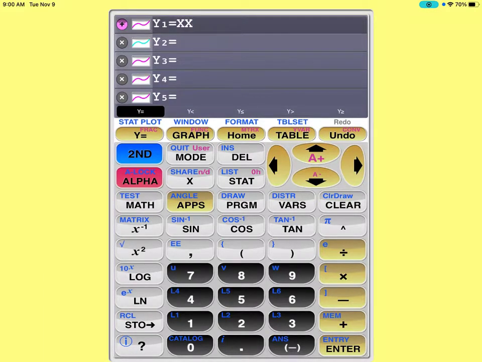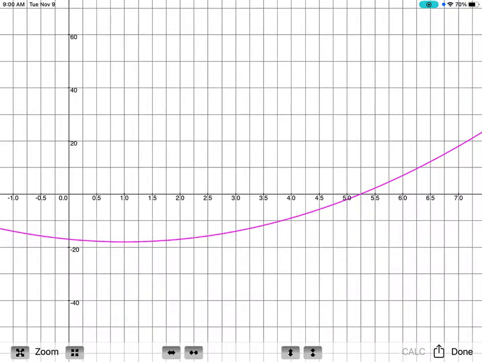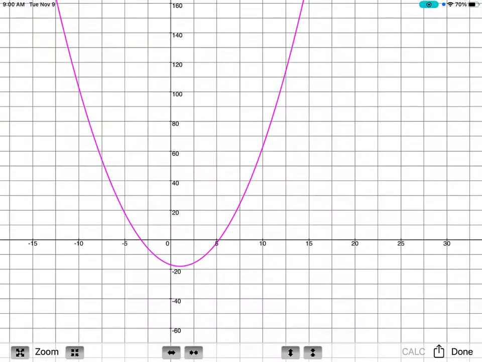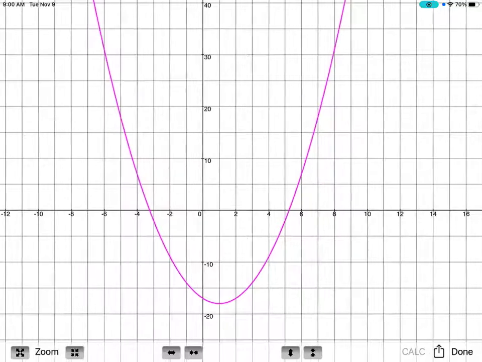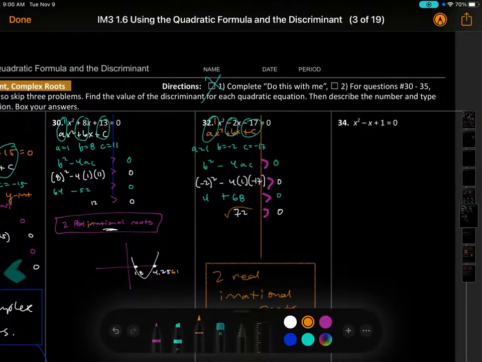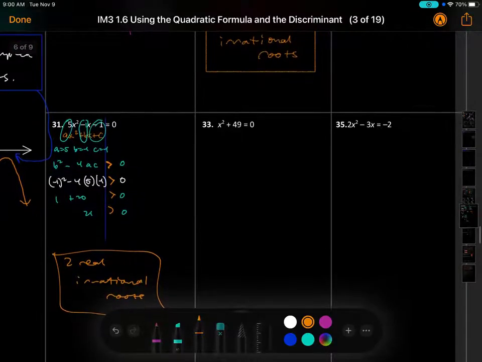X squared minus 2x minus 17. Okay, so here's my graph. It tells me the zero is at 5.246260687. It's going to keep repeating, right? That's why it's irrational. The numbers keep going on. That's what irrational means. Negative 3.246, and so on. It keeps going on forever. Okay? All right. Let's try number 33.